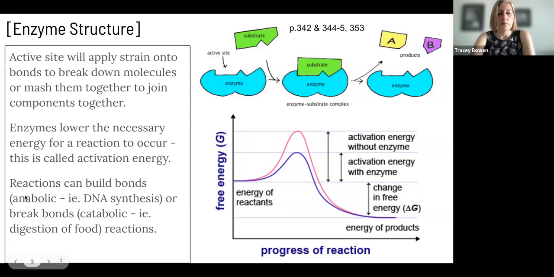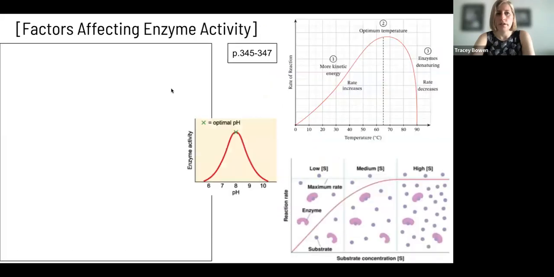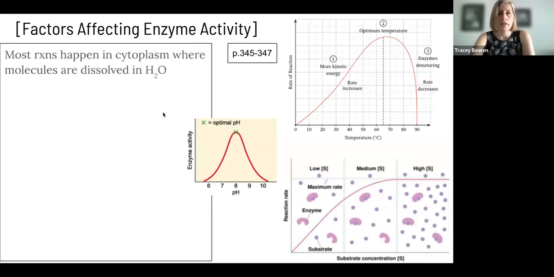If you're having a hard time remembering the difference between anabolic and catabolic, think anabolic steroids build muscles. And so anabolic reactions are going to build bonds. And as I've said previously, the active site is specific to the substrate. So there's a few different factors that potentially could affect how your enzymes are working.